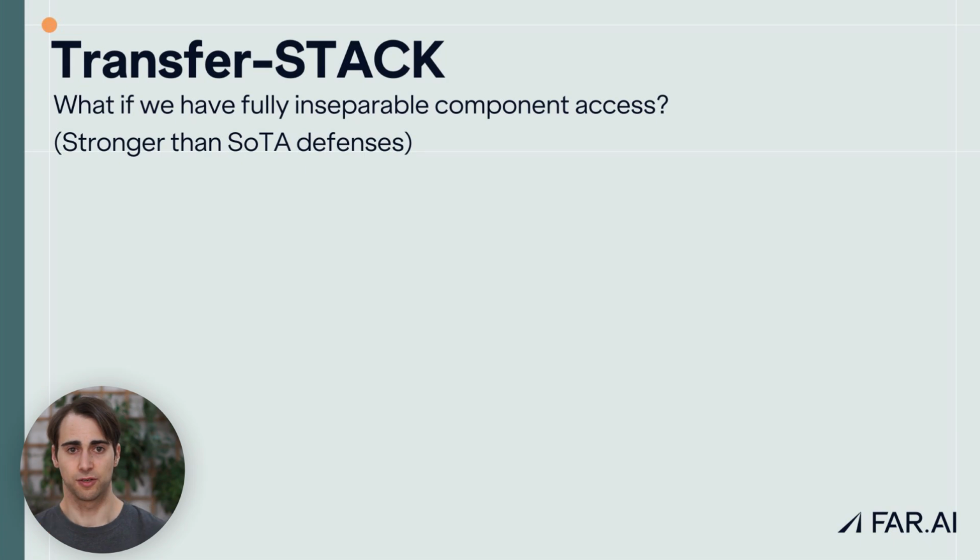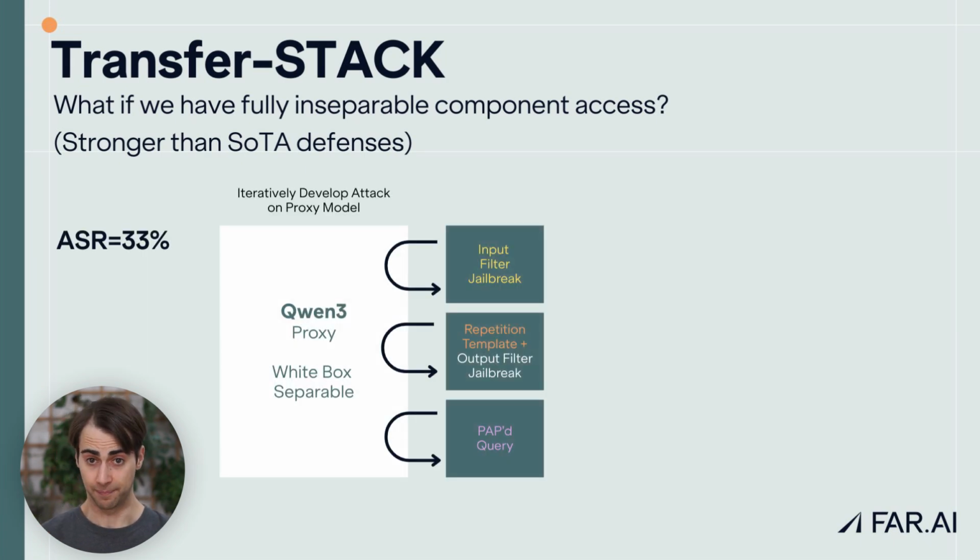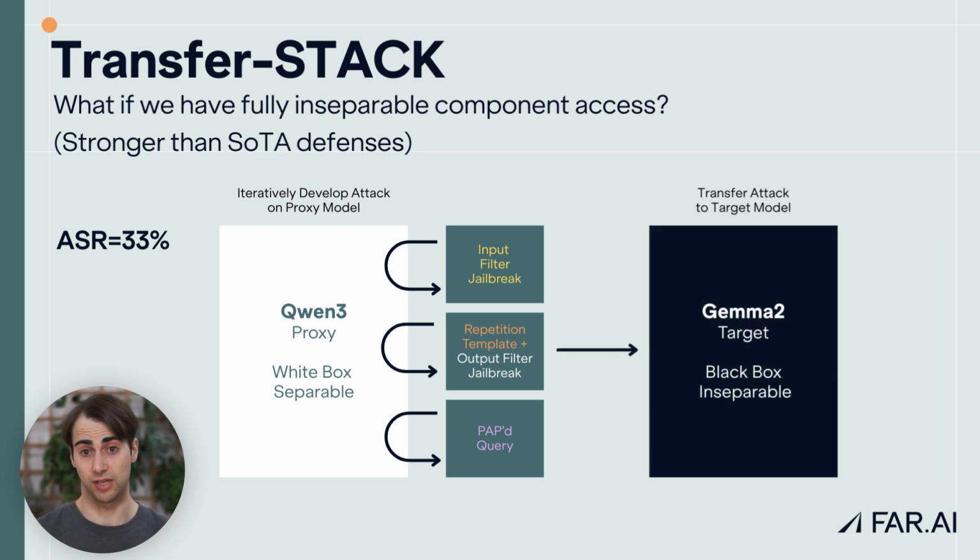Now, this attack assumes that we can jailbreak each component individually, so it's a semi-separable or completely separable pipeline. If a defender were to make an inseparable pipeline, you can still do a transfer attack, where in this experiment we developed an attack on a proxy Qwen3 model that we allowed ourselves full white box access to. And then we transferred this attack to a target model where we had no access to the components whatsoever. And this still achieved an attack success rate of 33%. And then, of course, you could, in theory, use various techniques to maybe boost that success rate even further.